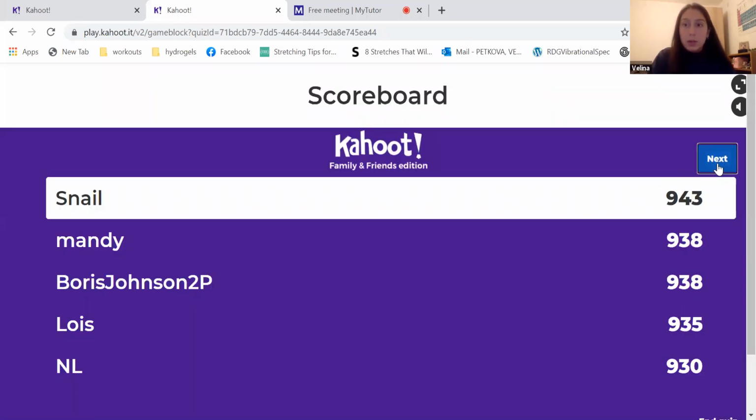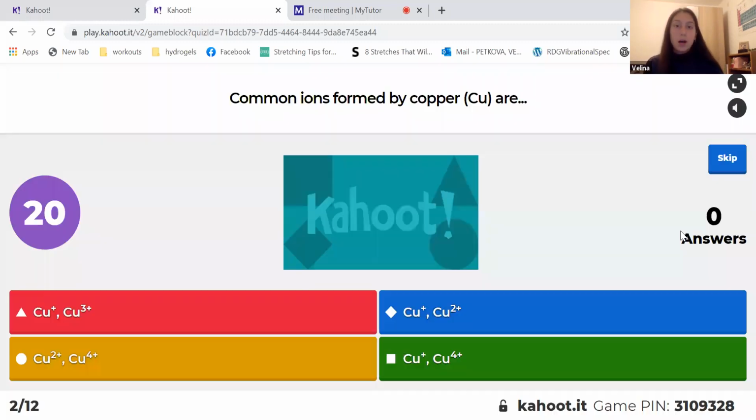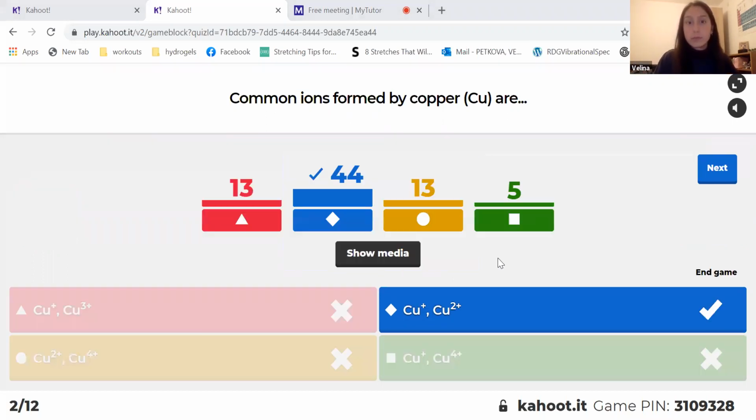Well done to Snail. So common ions formed by copper are, what was in the PowerPoint? What did we see? Yeah, we will be going over exam technique tomorrow. Can we remember which of these were the common ions? Yeah, brilliant. So just as a fact, I don't think you need to remember this, copper plus and copper 2 plus, and copper 2 plus forms blue compounds.